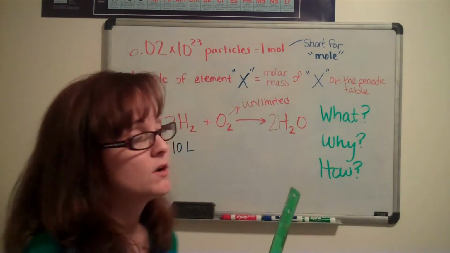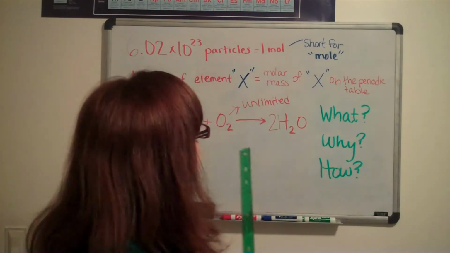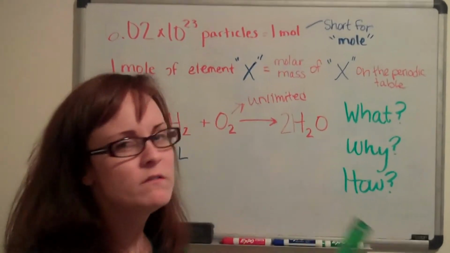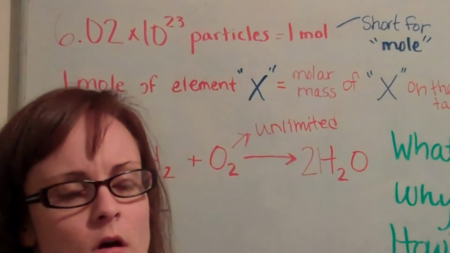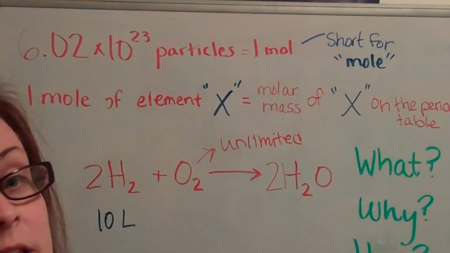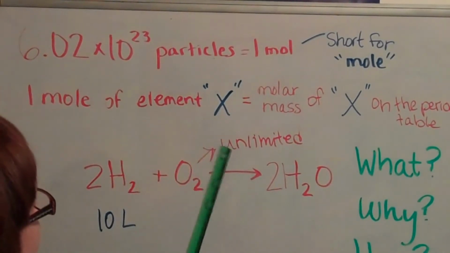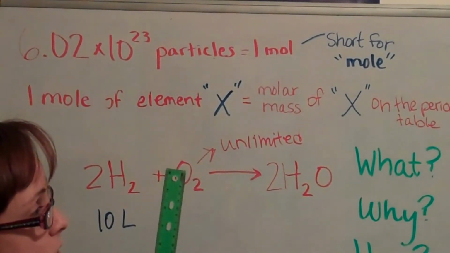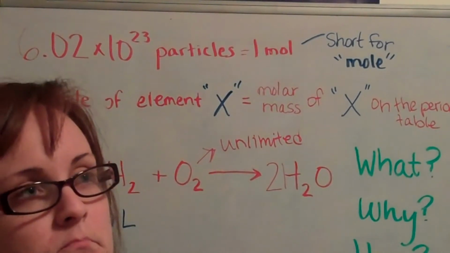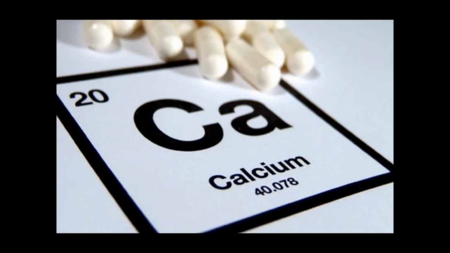And this number on the periodic table is called the molar mass. It's typically a number that has a decimal place, roughly twice the amount of the atomic number, which is the number of protons, for the lighter elements. So let's find the molar mass, or the mass of 1 mole of, say, calcium.